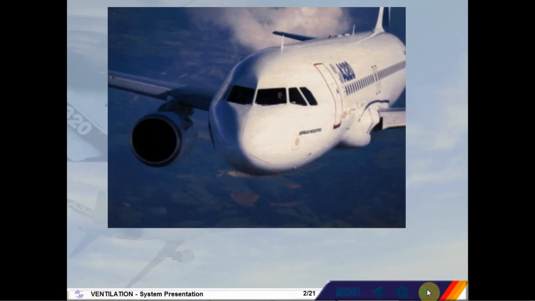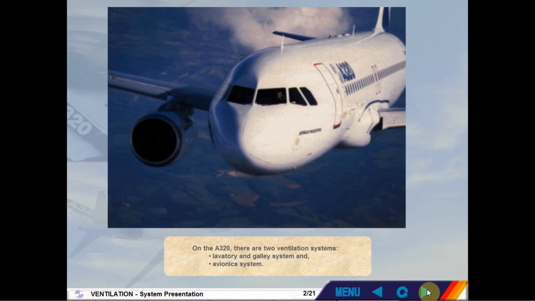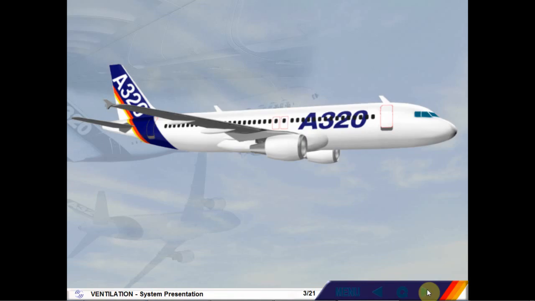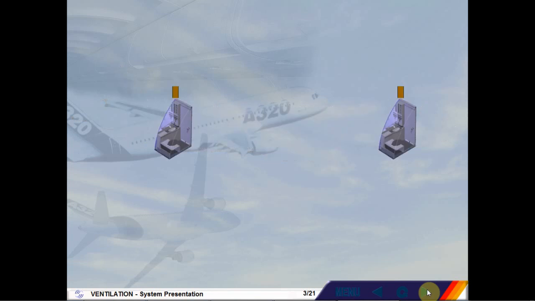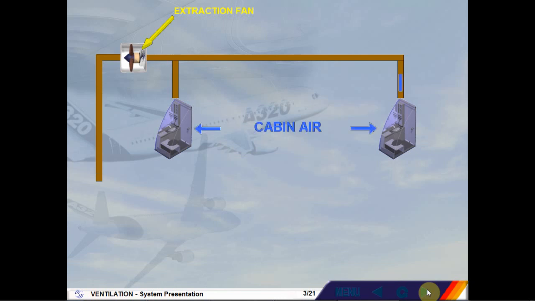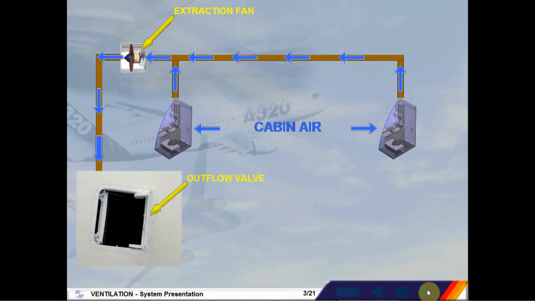On the A320, there are two ventilation systems: lavatory and galley system and avionics system. The lavatory and galley system is fully automatic. Cabin air is passed through the lavatory and galley areas and is removed by an extraction fan. This fan pulls air into an extraction duct and then releases it overboard through the outflow valve.